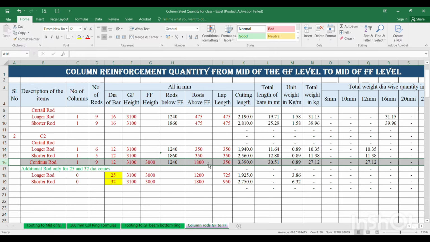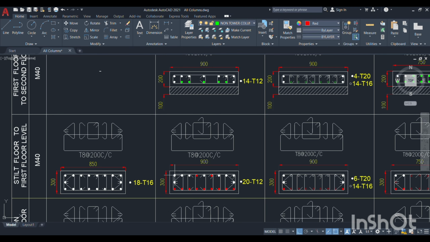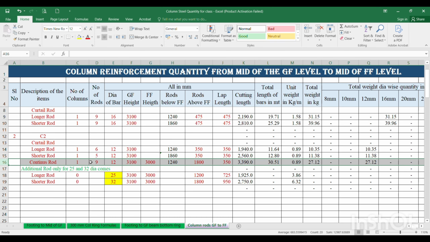And next, this is the curtail rod, and what are the curtail rods coming over here? These white color rods are there, no: 1, 2, 3, 4, 1, 2, 3, 4, 4 on both sides and 1 in the center. These total 9 rods are going to the next floor level. These 9 rods of the same dia are going to the next floor level. Then this is considered as a continuous rod.